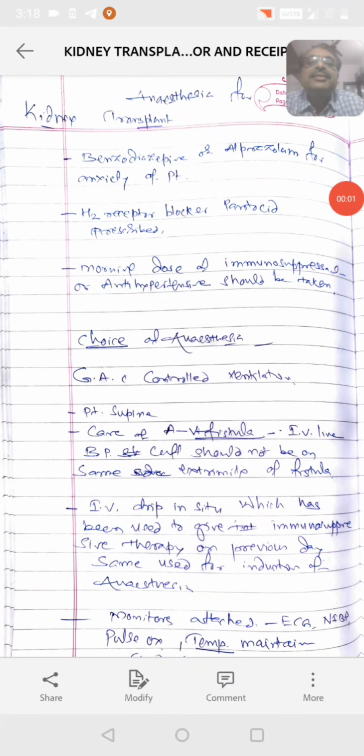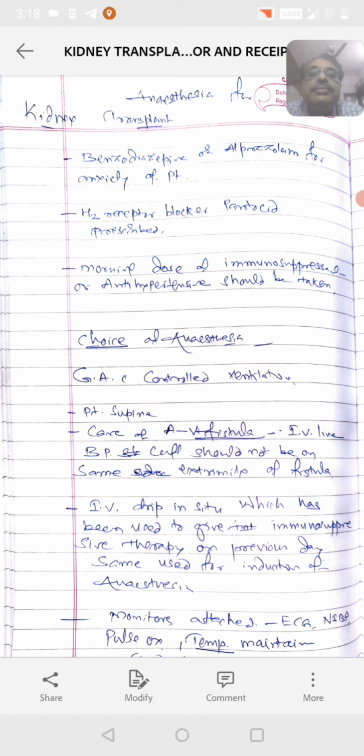Hello students. Today we will discuss anesthesia for the kidney transplant. Benzodiazepines like alprazolam can be given for the patient's anxiety. H2 receptor blockers like pantoprazole can be prescribed. The morning dose of immunosuppressive or antihypertensive drugs should be taken.